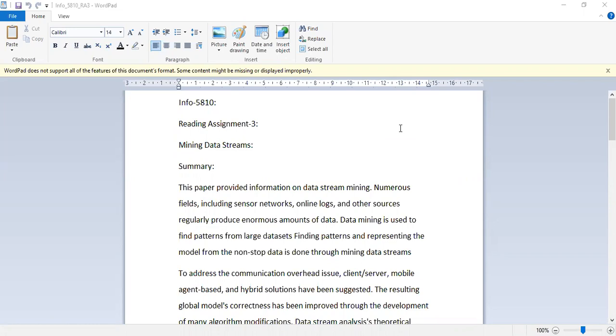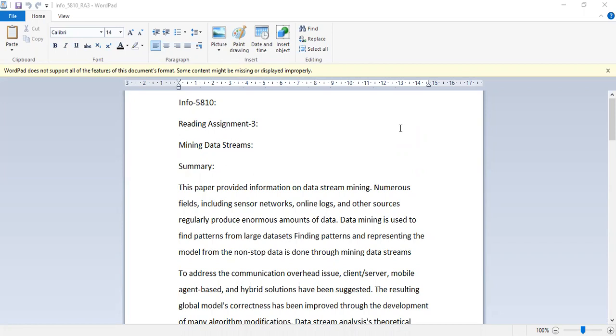So today I have written a summary of the paper "Mining Data Streams", and here is the summary. We all know that from the recent advances in hardware and software, different measures have been enabled for data in a wide range of fields. These measurements are generated continuously and at very highly fluctuating rates. So this is all about finding patterns for this continuous data using mining data streams.